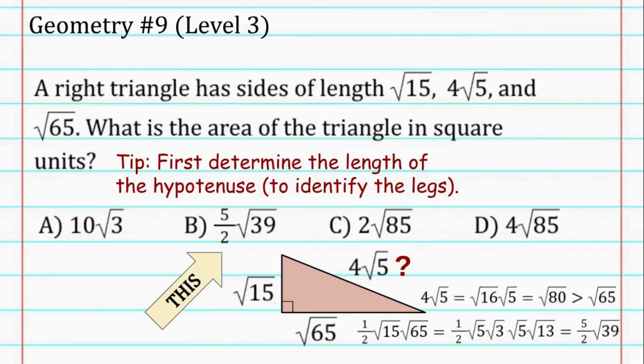Root 15 is root 5 times root 3. Root 65 is root 5 times root 13. You'll notice I have these two root 5s over here. Those combine to 5 after multiplication. Root 3 and root 13 makes root 39. So that's why 5 over 2 times root 39 is my answer.